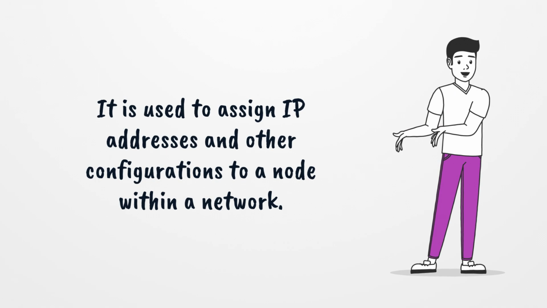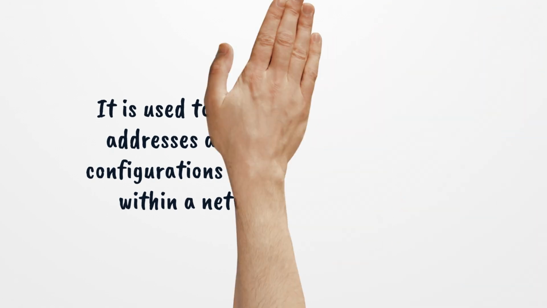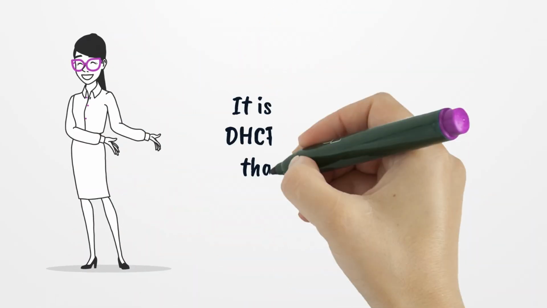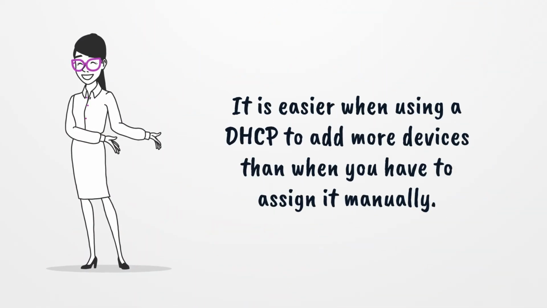It is used to assign IP addresses and other configurations to a node within a network. It is easier to add more devices when using DHCP than when you have to assign them manually.